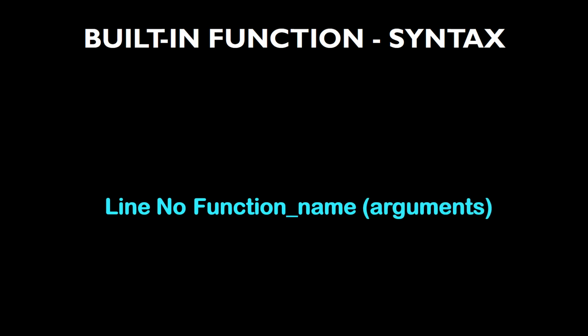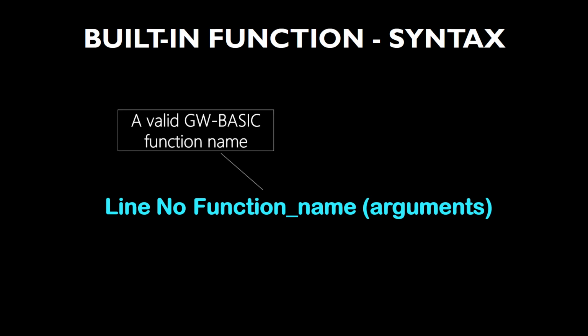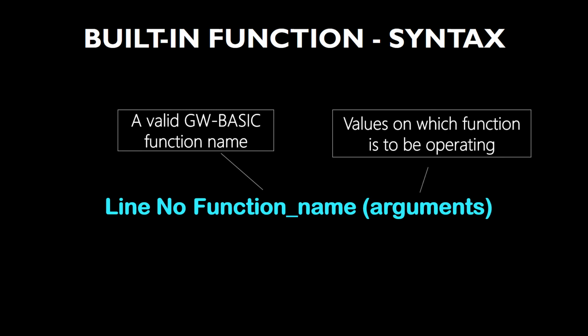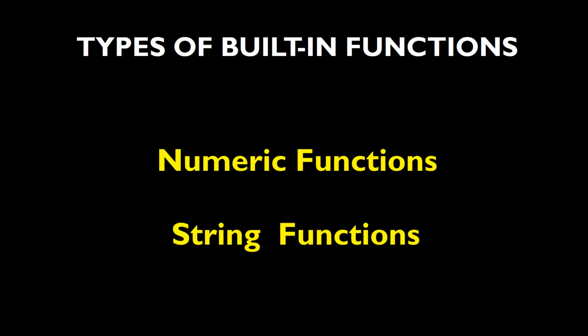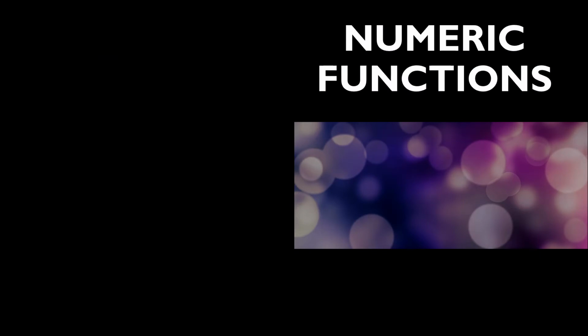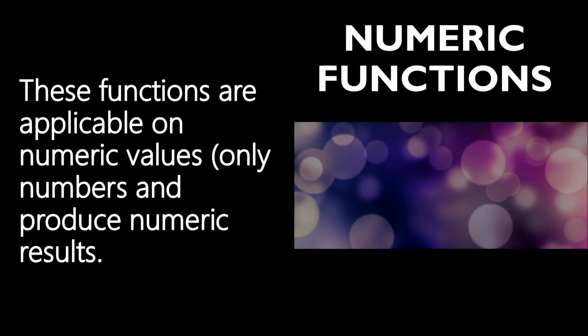The syntax of a built-in function is line number, function name, and in parentheses, the arguments. Where function name is a valid GW-BASIC function name, and the arguments are the values on which the function is to be operating. There are two types of built-in functions: numeric functions and string functions. As the name indicates, numeric functions are applicable on numeric values only, and produce numeric results.